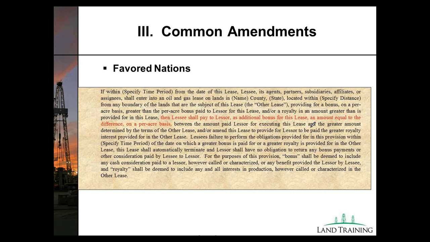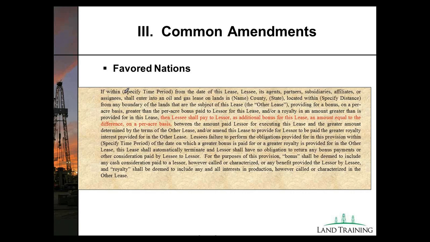And this is a way that they can make sure that they are receiving the best bonus. A lot of times they don't want to sign a lease because they don't know what their neighbors are getting and they don't know if they're getting taken advantage of. Well, if they're familiar with the favored nations clause, they can ask for this. And depending on how badly your company wants the acreage, you may or may not agree to this. So this is what it says.